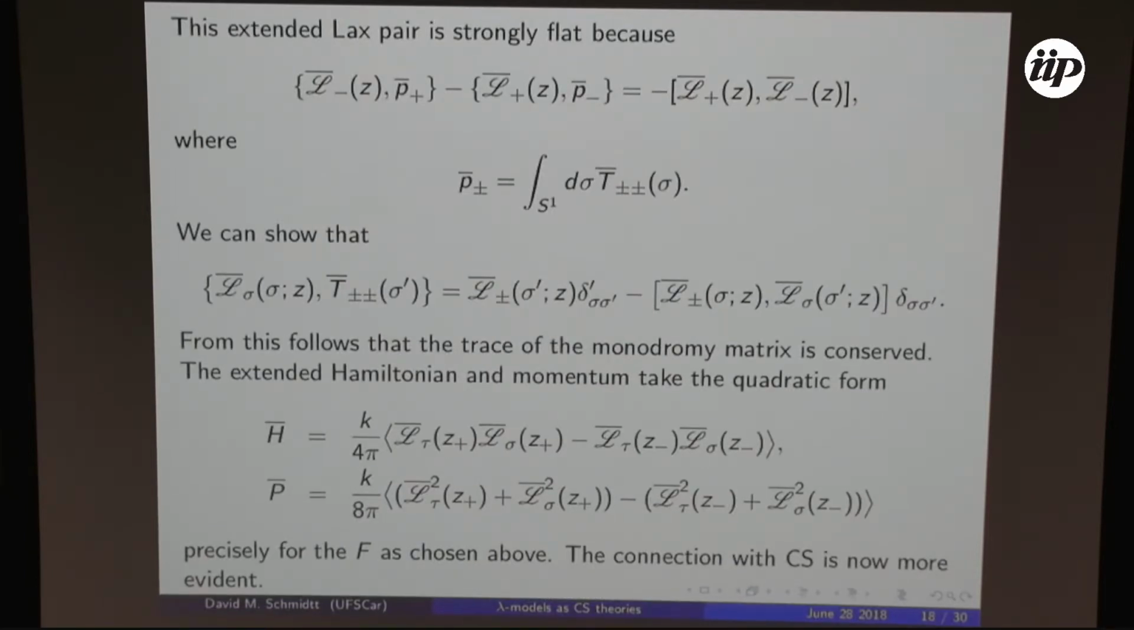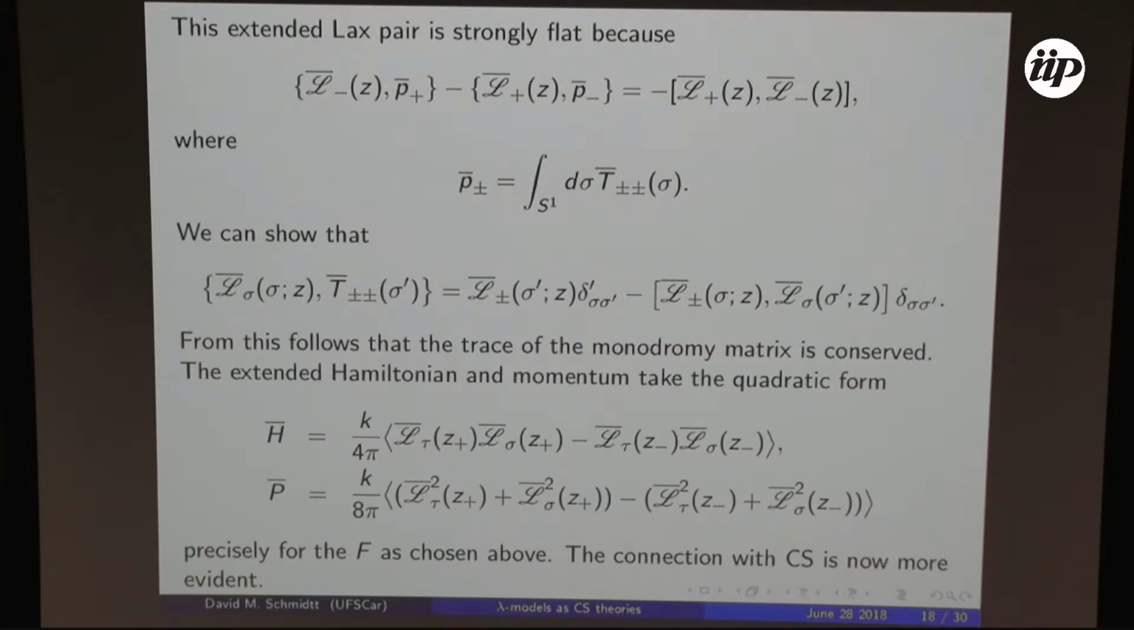So there is something we need to check, and it's the strong flatness. The F term I introduced in the Hamiltonian is required for this extended lax pair to be strongly flat. Otherwise, it is not strongly flat. So we need to extend the Hamiltonian exactly the same way in order to guarantee that this is a strongly flat lax connection.